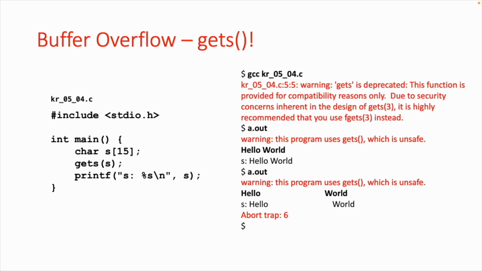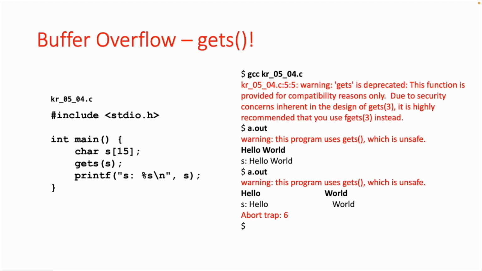And this was part of standard C for a long time. Here, what I'm doing is creating a 15-character array, which is 15 elements, and I'm calling gets. The problem with gets is that somebody else is going to give us that data, not us. And then I print it out.